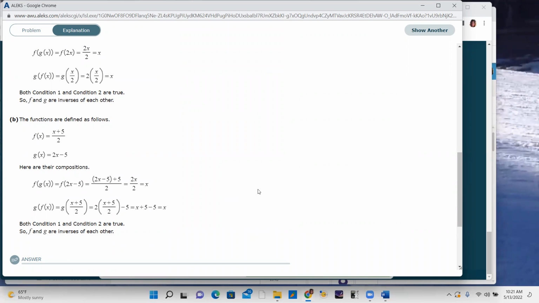And then here's the second one done the same way. And those turned out to be inverses also.